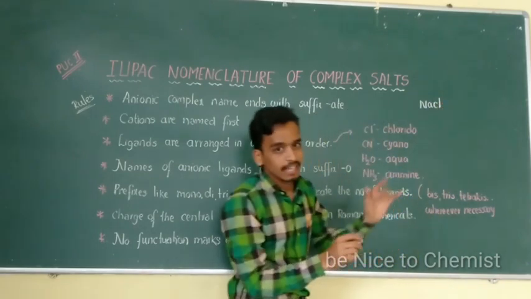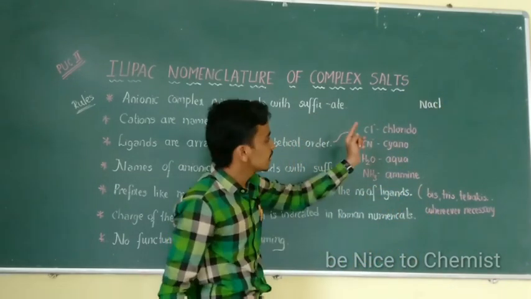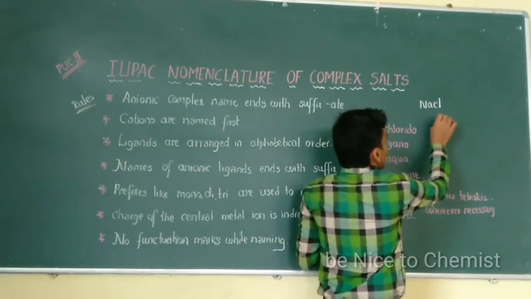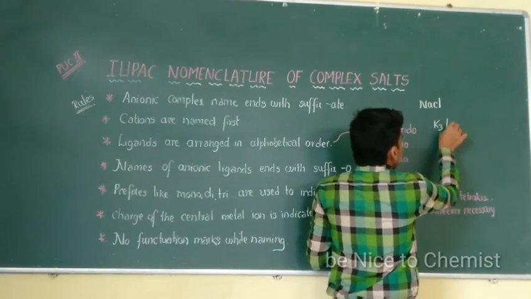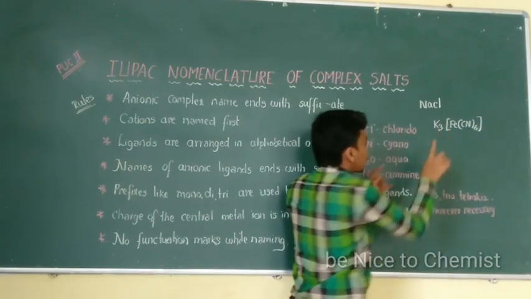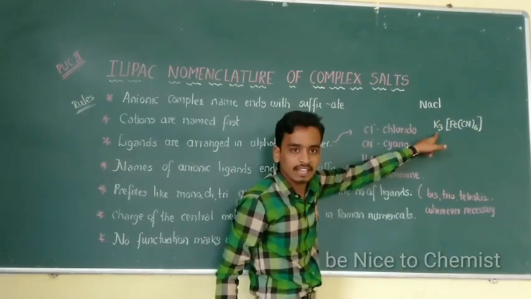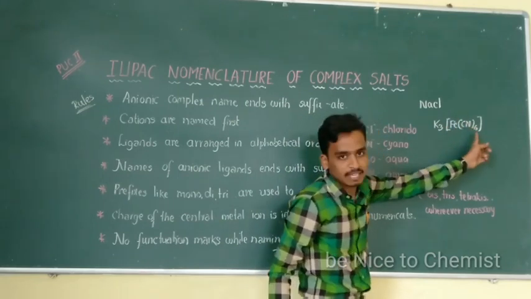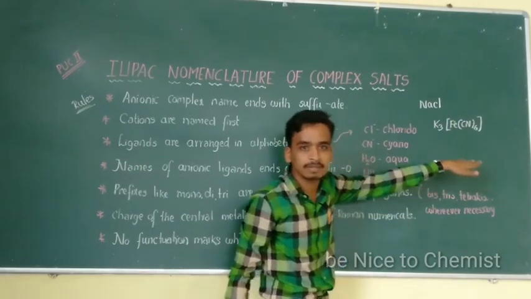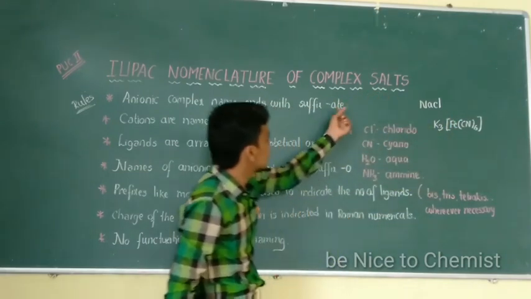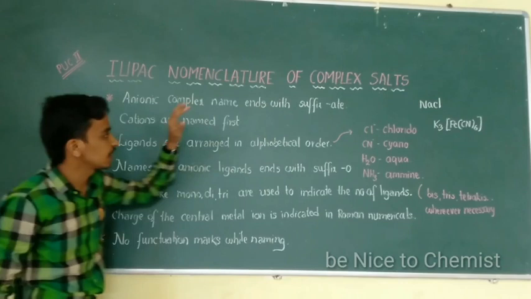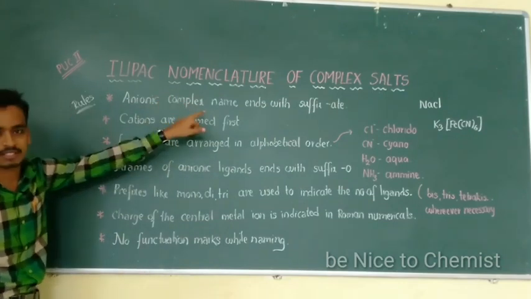This is NaCl. In NaCl, which is the anionic part? That is Cl minus, the anionic part. Similarly in K3FeCl6, the cationic part is like Na and the anionic part is like Cl minus. Therefore if the coordination sphere comes at the right hand side end, then the complex name ends with ate. How it is possible will be solved later on. Before that, you are going to observe these rules.